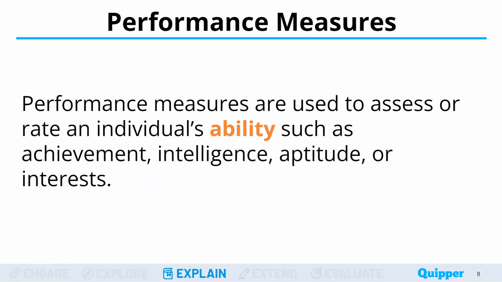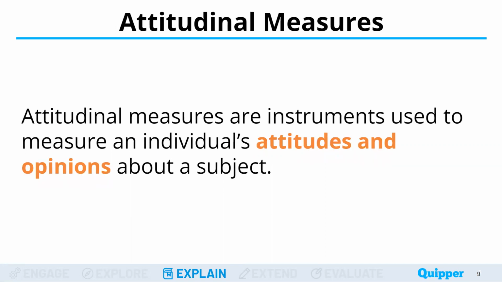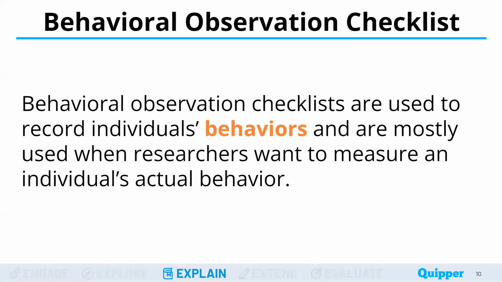Performance measures. Performance measures are used to assess or rate an individual's ability, such as achievement, intelligence, aptitude, or interest. Attitudinal measures are instruments used to measure an individual's attitudes and opinions about any subject. Behavioral observation checklists are used to record individuals' behaviors and are mostly used when researchers want to measure an individual's actual behavior.